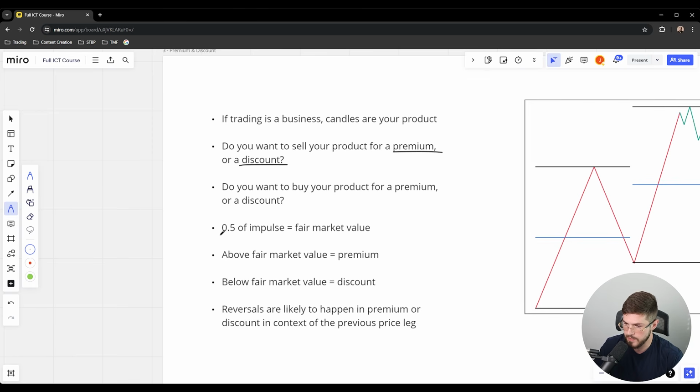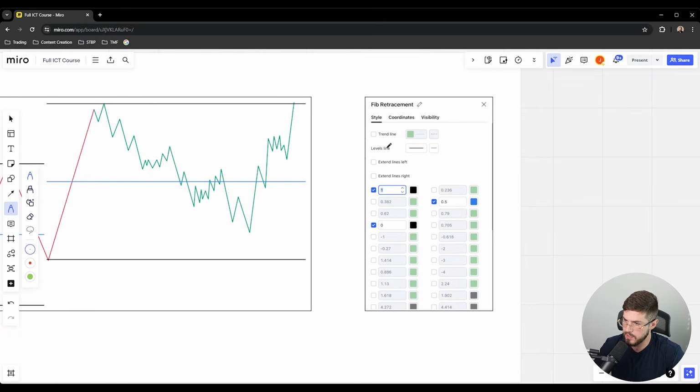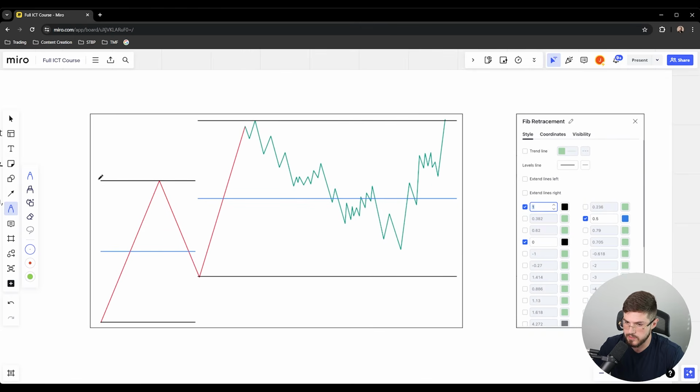So I want you to always take out your fib tool and mark out your impulse structure and pay attention to that 0.5 value. The settings you're going to need in order to do this are found right here. And this is on TradingView. You just go to the fib retracement tool and then you just mark these settings. And what that's going to give you is a tool that looks like this. It's just drawing the midpoint of a range.